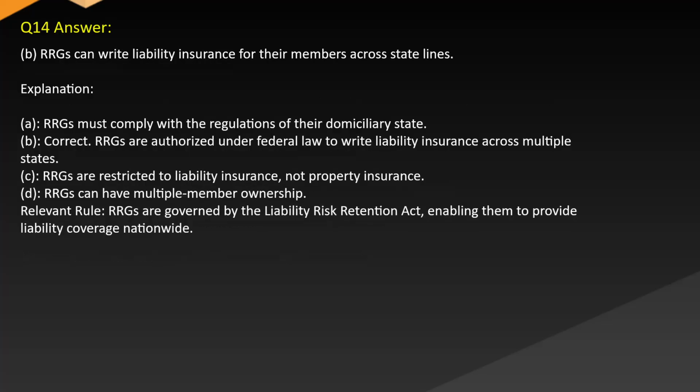Answer: B. RRGs can write liability insurance for their members across state lines. Explanation: A. RRGs must comply with the regulations of their domiciliary state. B. Correct. RRGs are authorized under federal law to write liability insurance across multiple states. C. RRGs are restricted to liability insurance, not property insurance. D. RRGs can have multiple member ownership. A relevant rule: RRGs are governed by the Liability Risk Retention Act, enabling them to provide liability coverage nationwide.